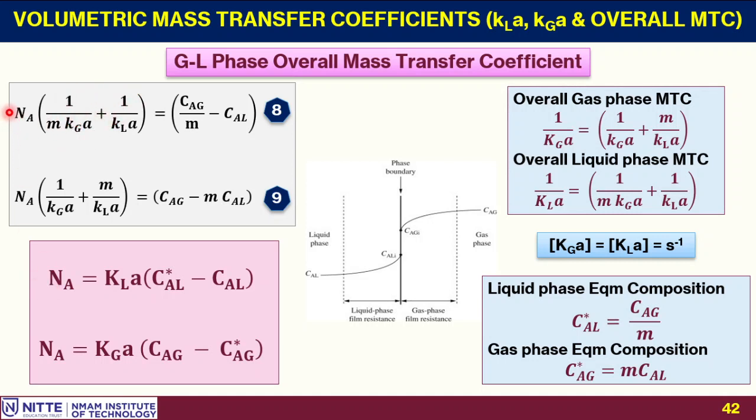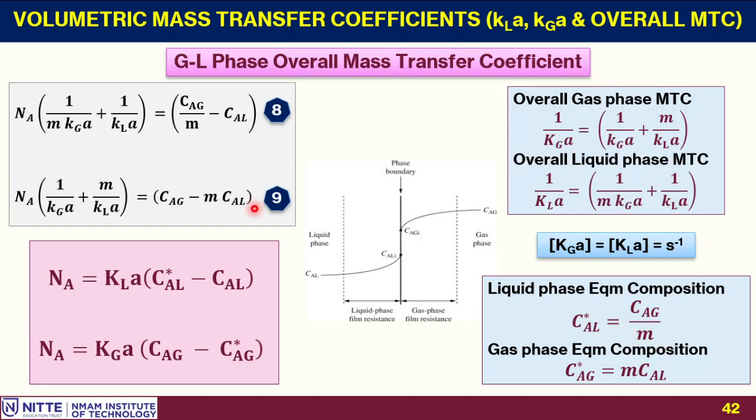So in this equation, when I'm writing NA, that KLa can be taken to the other side. But in the bracket here, you have CAG by m minus CAL. CAG by m, I'll rewrite as equilibrium composition. You can see here in the right bottom, liquid phase equilibrium composition. Equilibrium composition means there's a maximum concentration A can reach in liquid, nothing but the solubility of the component under those experimental conditions. So that will be equal to CAG by m. m is the same m which we related earlier, called Henry's constant.